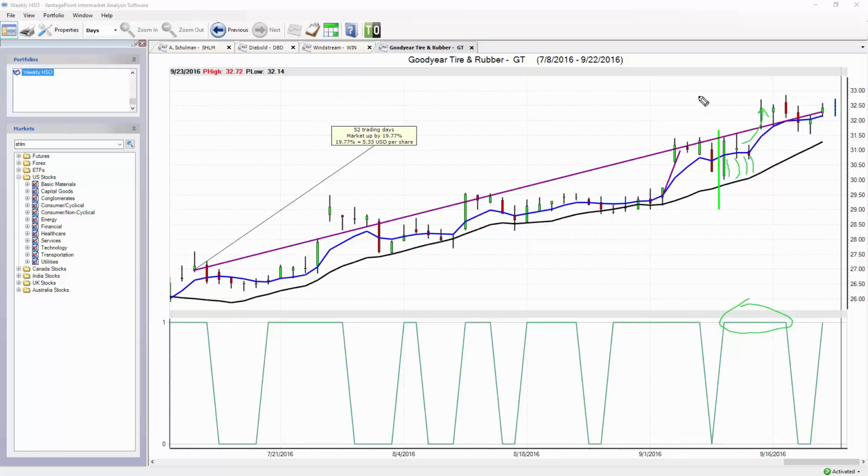So really great opportunity here in Goodyear. About 52 trading days, market's up about 20% so far, $5 per share. Again, 1 or 2,000 shares here, $5,000 or $10,000 to the upside. If you trade options, buying these options down at $27 a share, regardless of where that strike price is, you're seeing that contract improve, those premiums improve.